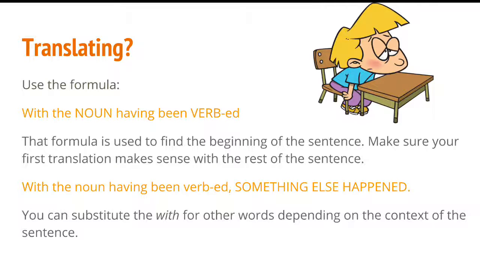Now that you know what an ablative absolute is, how do you translate it? Well, there's a formula. It is with the noun having been verbed. So all you have to do is substitute the noun and the verb into this formula. So for example, you could say, with the boy having been tired. That formula is used for the beginning of the sentence, and you have to make sure that your first translation makes sense with the rest of the sentence. So you could say, with the boy having been tired, he went to sleep. So you just have to go along with the rest of the sentence, something else happened.